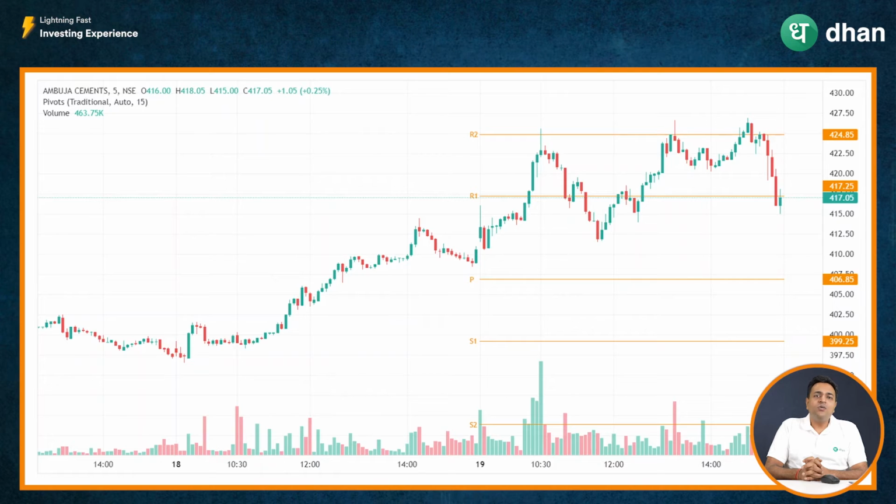So this is how intraday traders make wide use of the pivot levels to further their trading decisions, and mostly they use this particular indicator for intraday trading. That is, they don't carry the position overnight, they enter the position and exit on the same day, and this is most widely done on the FNO side as well.